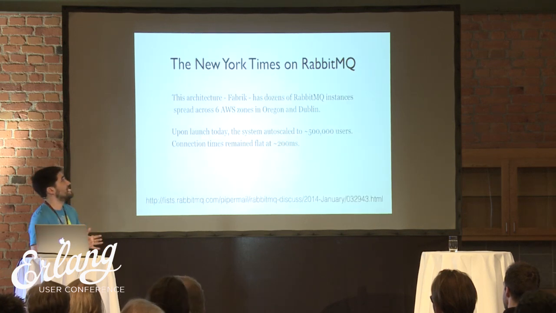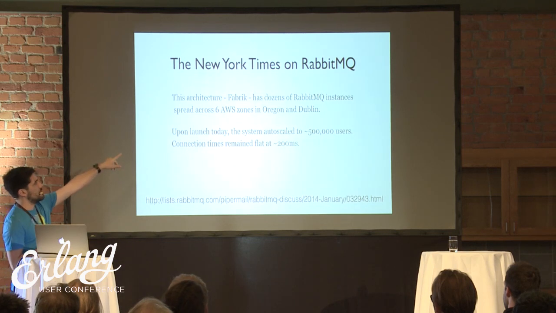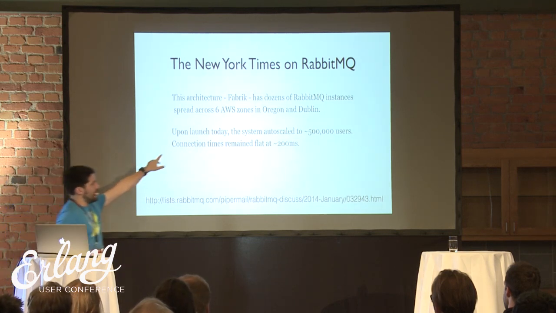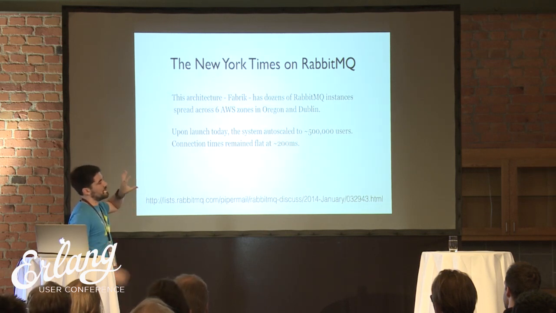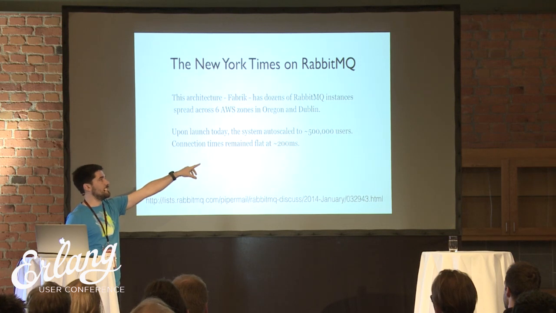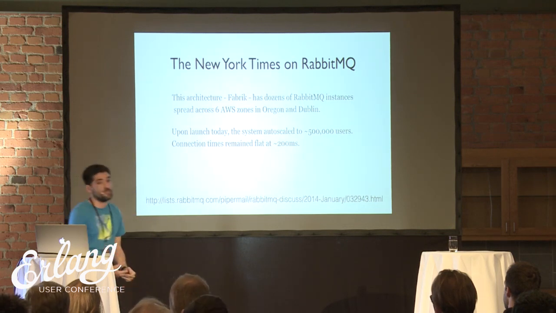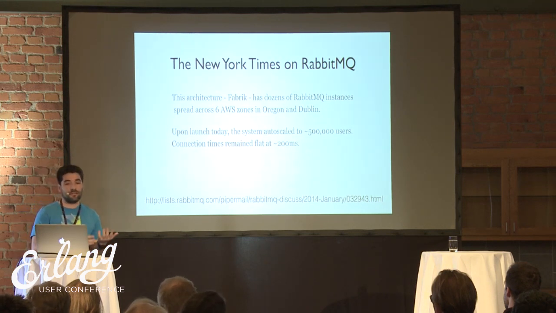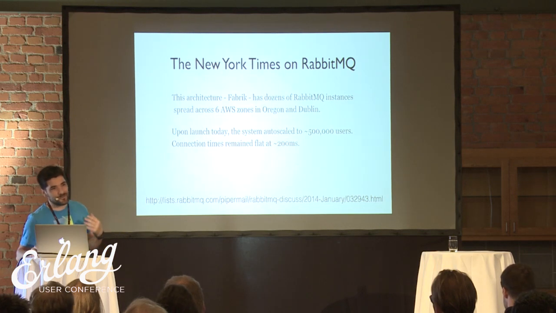And the New York Times is also using Rabbit, and it's really cool because the main architect of this solution, which is running in 6 AWS zones in Oregon, Dublin, it seems every time you go to the New York Times, there is a Stomp connection to Rabbit, and they have 500,000 users, and they kept these connection times. And the guy even mentioned on the mailing list that many systems were crashing and Rabbit was still running, so that was cool to hear.